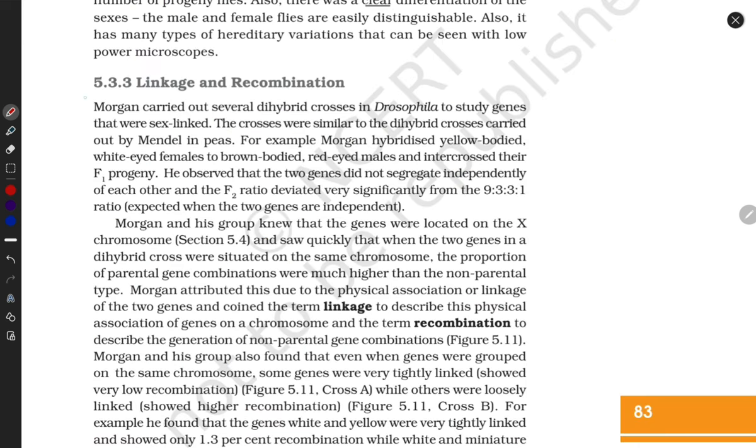In our next video, we will discuss linkage and recombination, because once you understand chromosomes, you can easily understand linkage and recombination. So guys, we will meet in our next video.